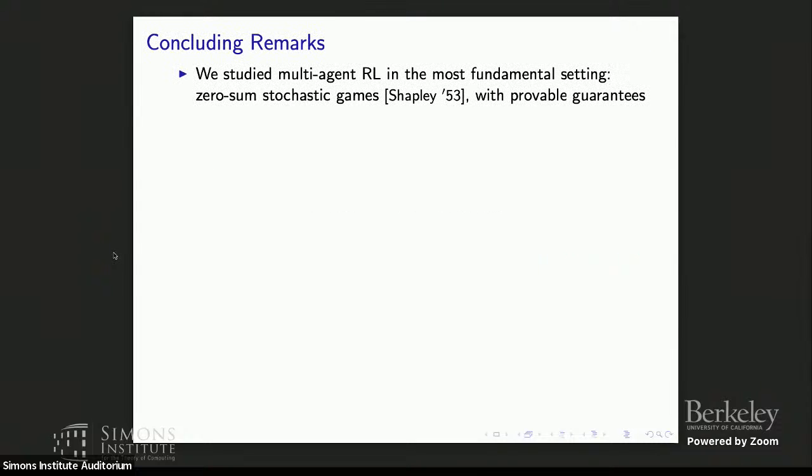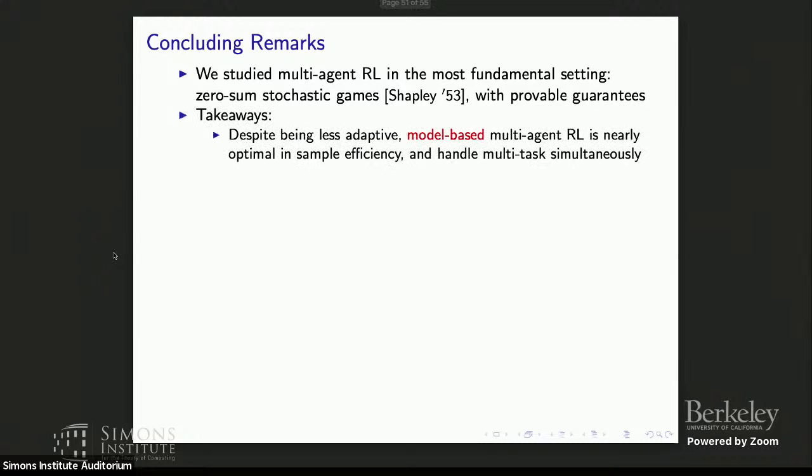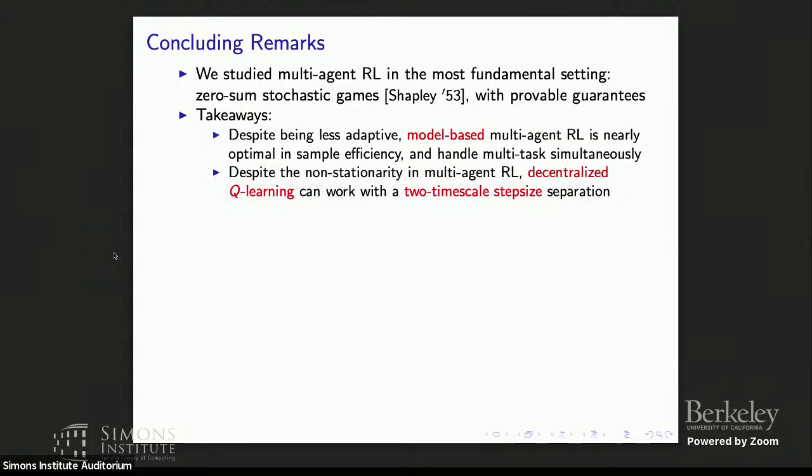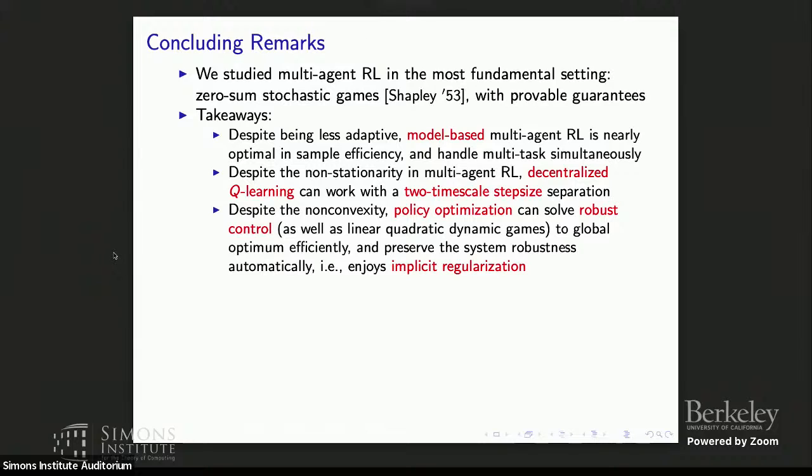So to conclude, we study multi-agent RL in the most fundamental setting, zero-sum stochastic games, with provable guarantees. The takeaway of the talk is that despite being less adaptive, the model-based multi-agent RL approach is nearly optimal in terms of sample efficiency, and it can handle multiple tasks simultaneously. Also, despite the non-stationarity of multi-agent RL, decentralized Q-learning can be made to work if you have this kind of two-time-scale step size separation. Finally, despite the non-convexity, policy optimization can solve certain robust control problems, as well as some linear quadratic dynamic game problems, with global optimality guarantees. And it also preserves the robustness of the system automatically, something we termed implicit regularization.